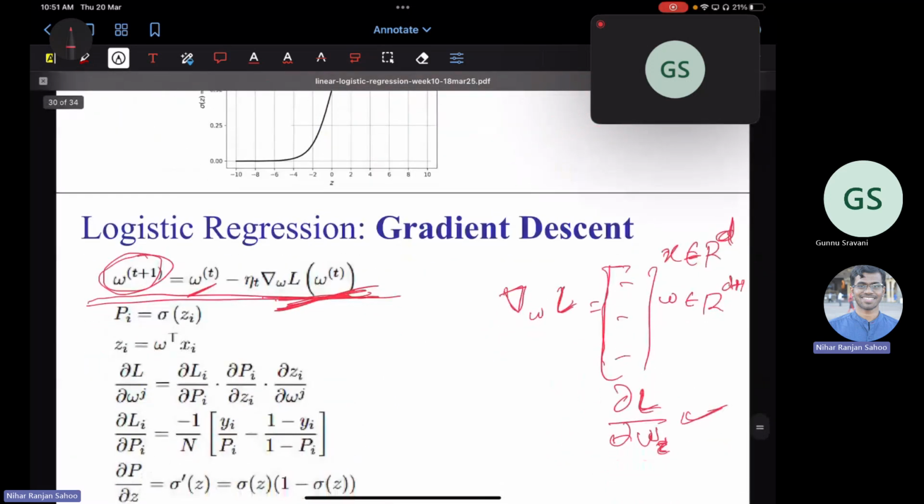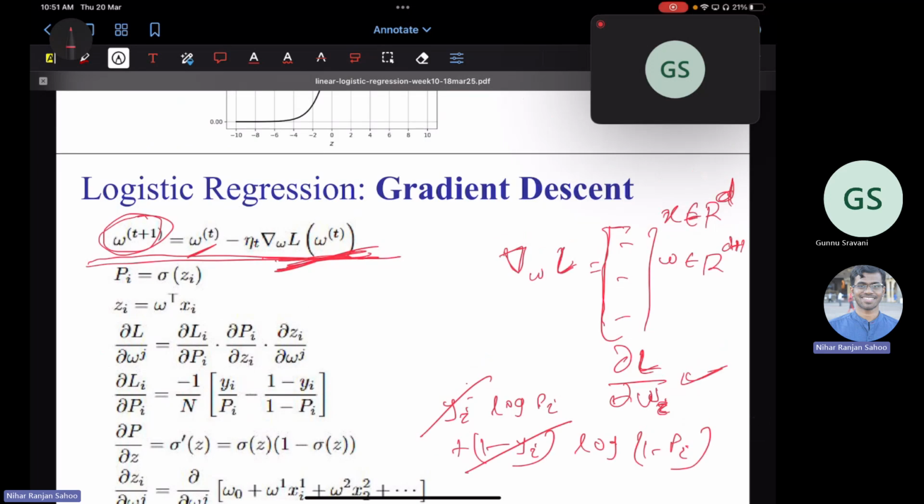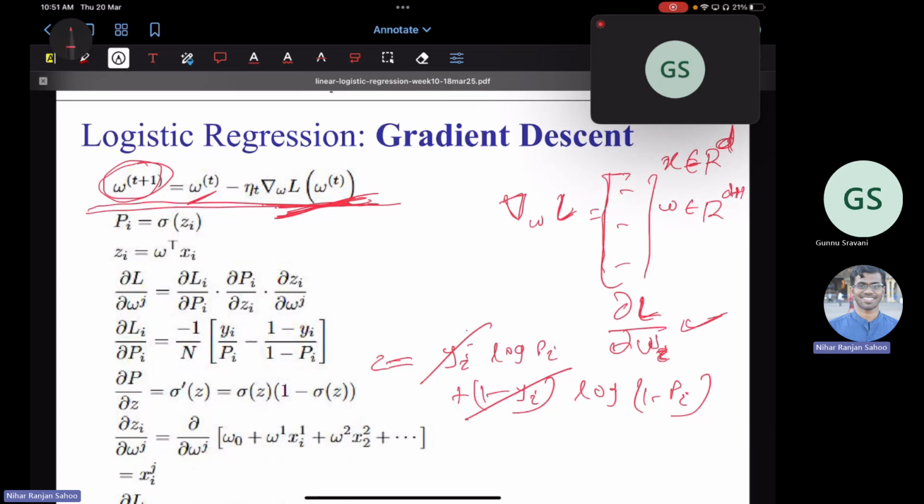So okay, let me rewrite that here again. So what we have, yi log pi plus 1 minus yi log 1 minus pi, right? So we can ignore these terms completely. Now what we have to do, the first partial derivative will be with this term. This formulation is, let's say, some loss, right? So this del L by del P we first have to compute. This is the first computation we are doing.